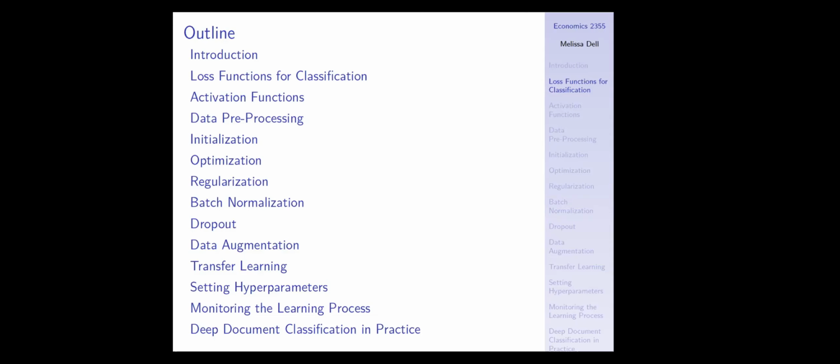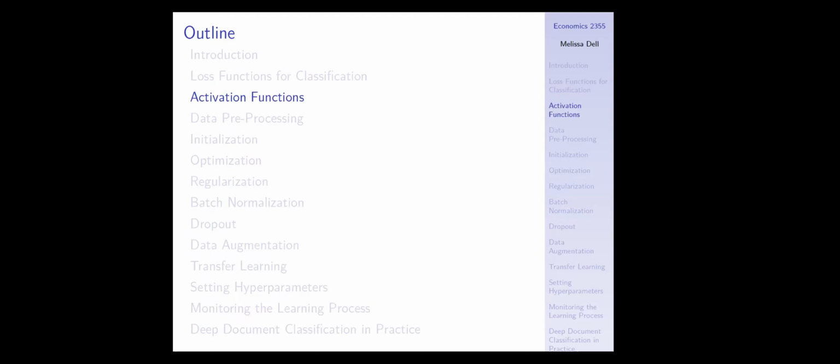And then in practice, how do you choose your hyperparameters? What should you be doing to monitor the learning process? And then finally, we'll talk a little bit about deep document classification in practice. We've already talked a fair bit about ImageNet, but how do we apply this to documents? So this is the roadmap that we'll be discussing today, and probably some on Wednesday as well, since there's a fair amount of ground to cover.